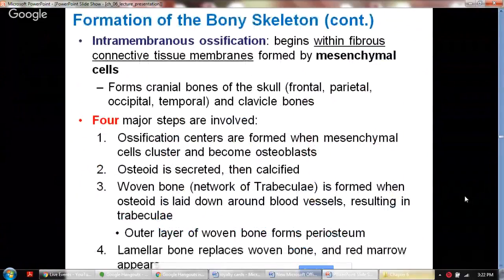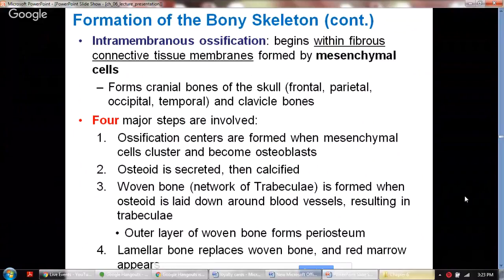The other type of bone formation would be the intramembranous ossification. It begins within the fibrous connective tissue membranes, and it is formed by the mesenchymal cells. So this intramembranous ossification can be seen in the cranial bones of the skull, which is the frontal bone, parietal bone, occipital bone, and the temporal bone, and the clavicular bones.